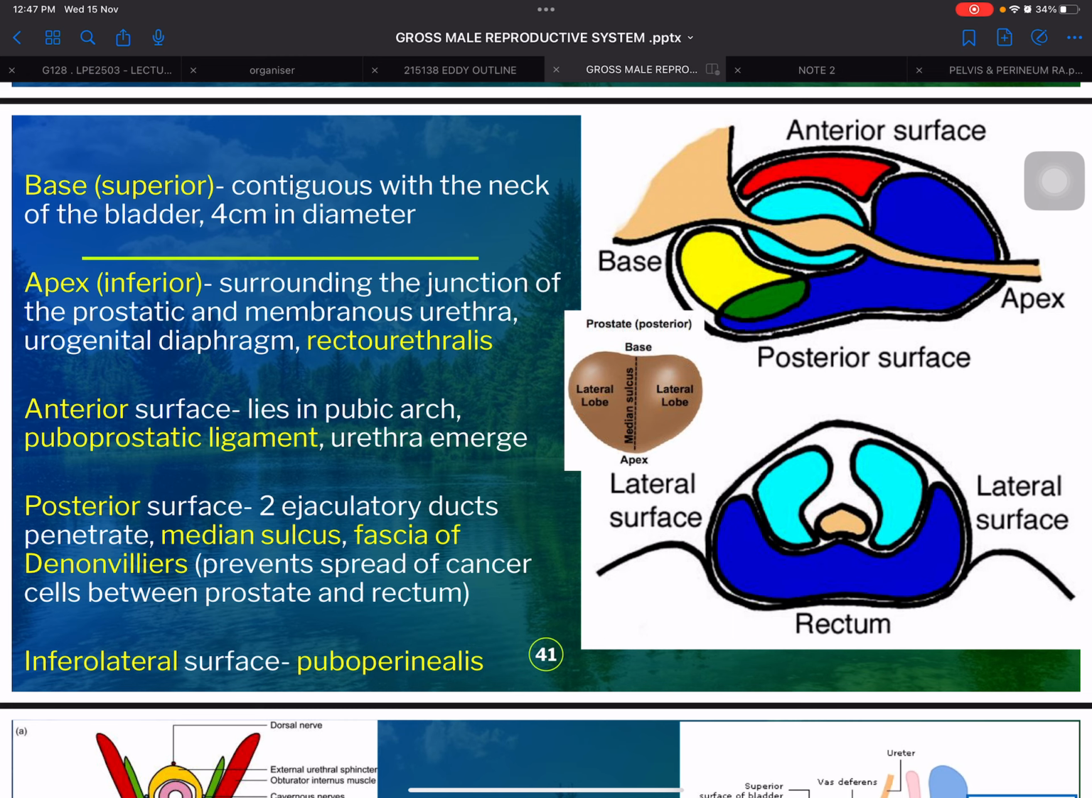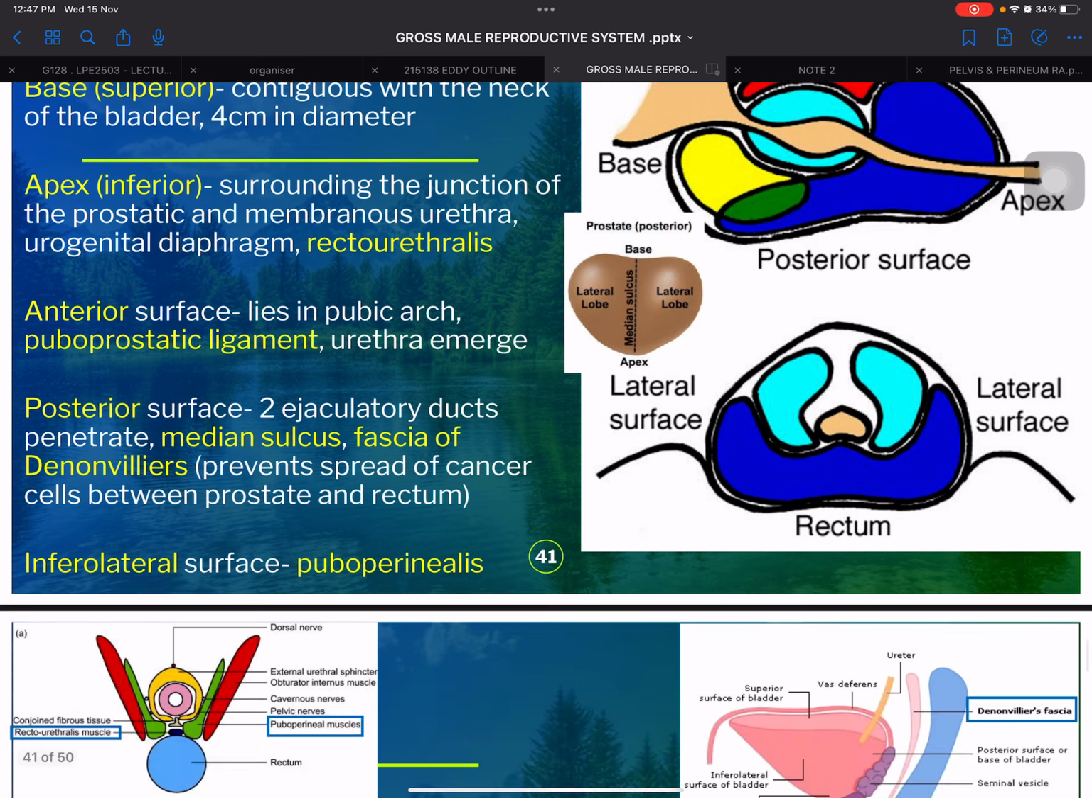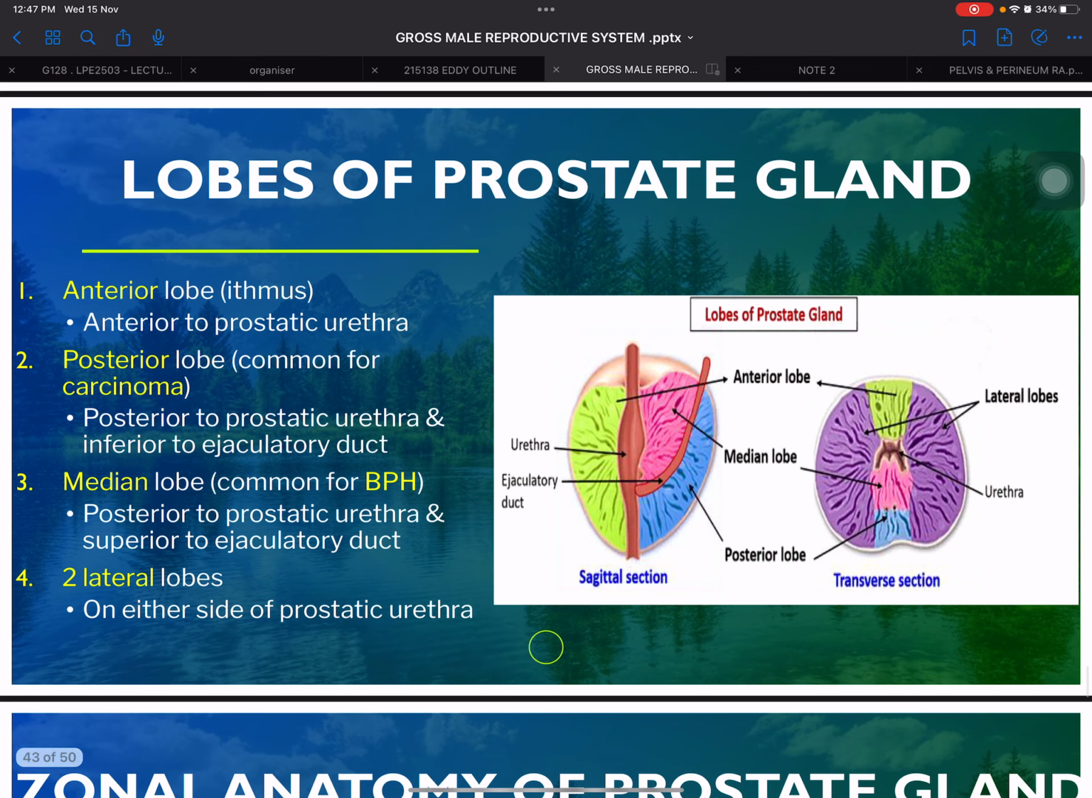Okay, so lobes of the prostate, there are 5. Anterior lobe. This is sagittal section. This is anterior, and this is posterior. So this anterior lobe or another name isthmus, anterior to the prostatic urethra. Posterior lobe common for carcinoma. Prostate CA common in the posterior lobe, is posterior to the prostatic urethra and inferior to the ejaculatory duct.